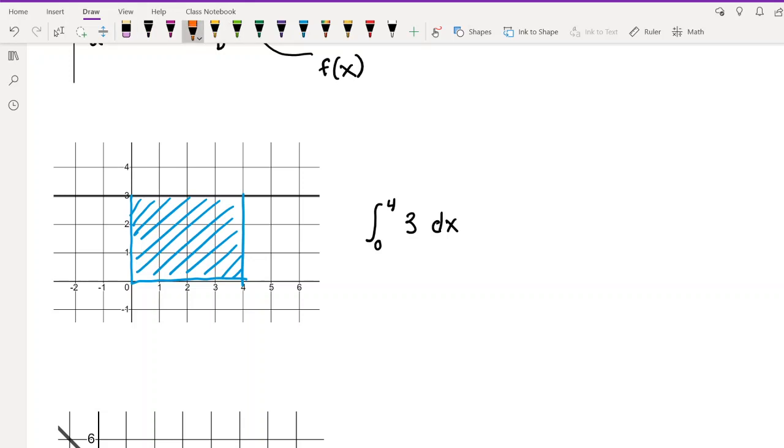But the way that I like to think about it is I like to think of this and this as being almost like parentheses. They go together, and then you put your function in the middle of those two. So we found yesterday, and we can find it again just looking at this picture, that this area is equal to 12, right? Because you just do base times height. So the integral from 0 to 4 of 3, the function f of x is equal to 3, is equal to 12.